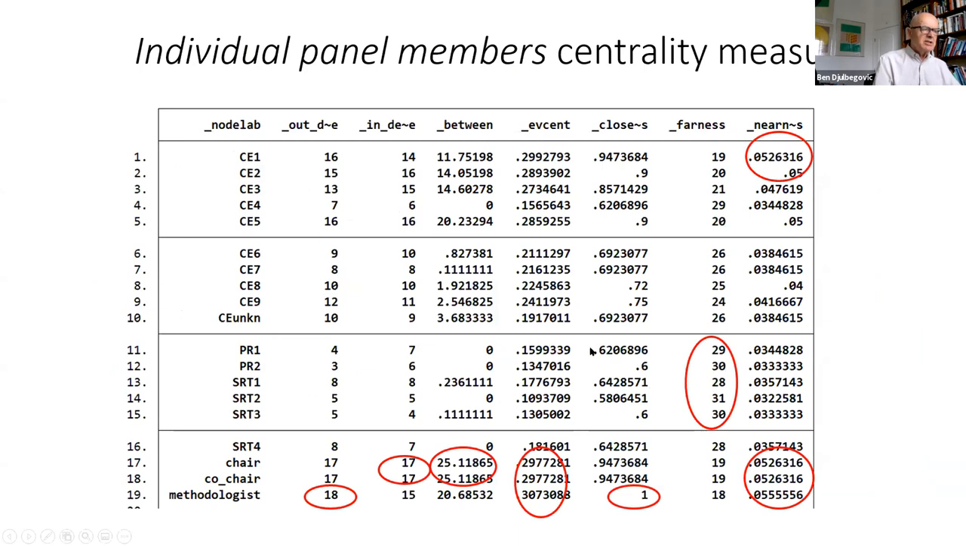And basically, I just want to draw your attention to every single one of those features, whether the number of exchanges, whether we're talking about so-called betweenness or control information, or who is the most connected to each other. The closest are the chair and co-chair methodologists, at the center of discussion, while the patient representative and systematic review team, who are not official members of the panel, are furthest from discussion.